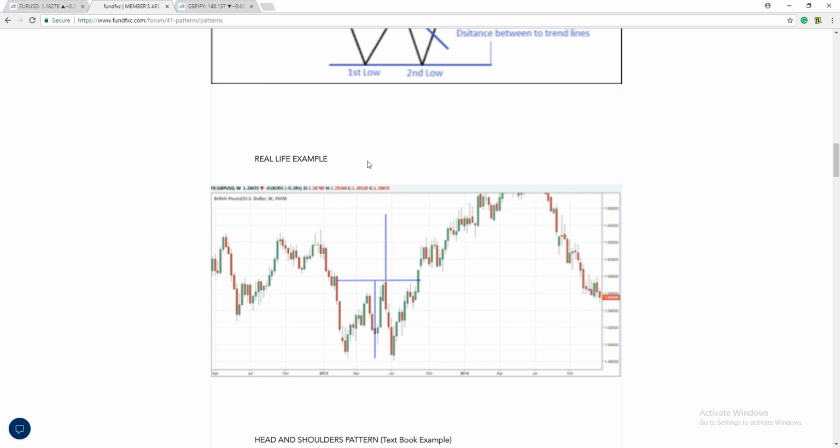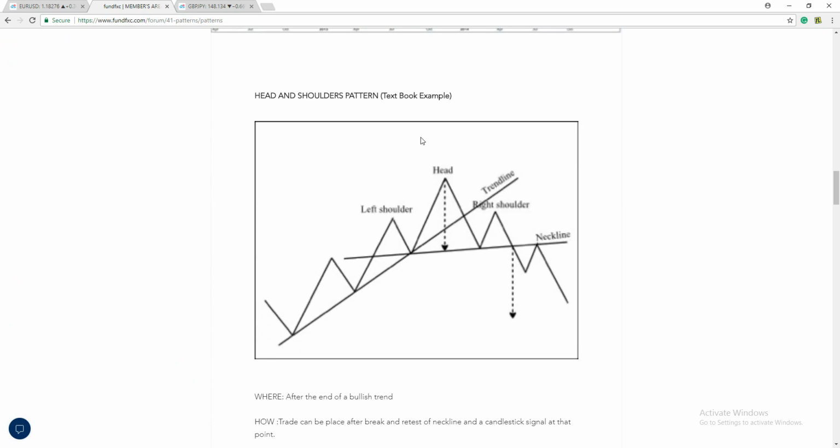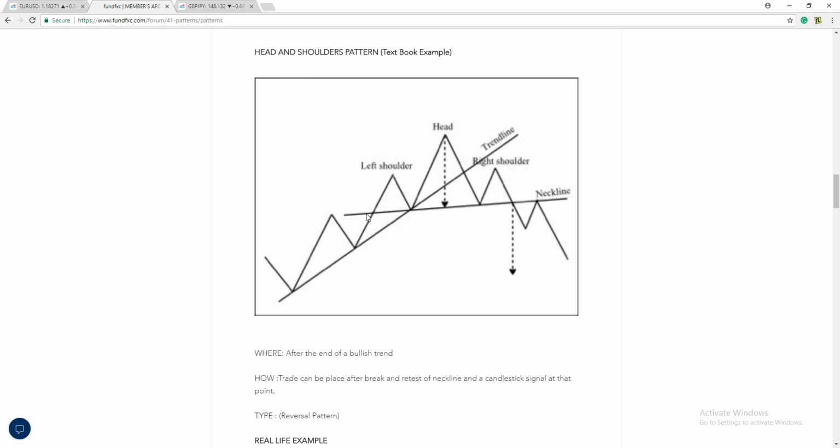Let's move on to the next candlestick patterns and stuff like that. Then we have a head and shoulders pattern. This is found at the end of a bull trend. So let's go quickly and find one on the chart.